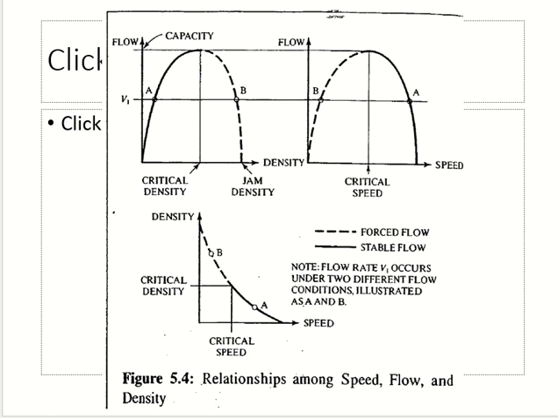Okay. Solid line represents stable flow. Is it before the capacity or after the capacity? Check. Before capacity. So there is no traffic jam, there is no queue. That's why it is stable. Because there is no queue, so people come and they don't have to stop for anyone.